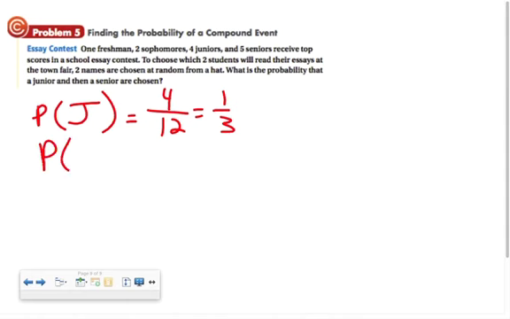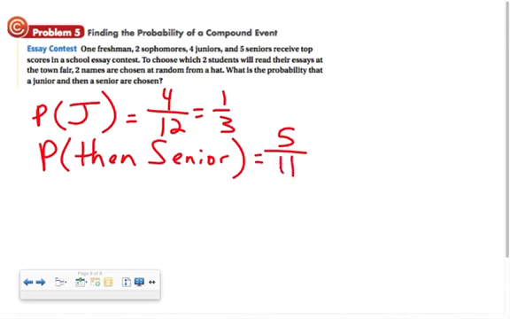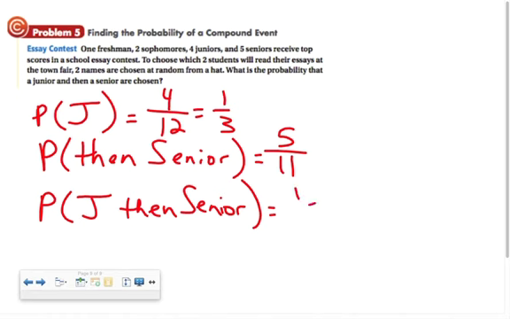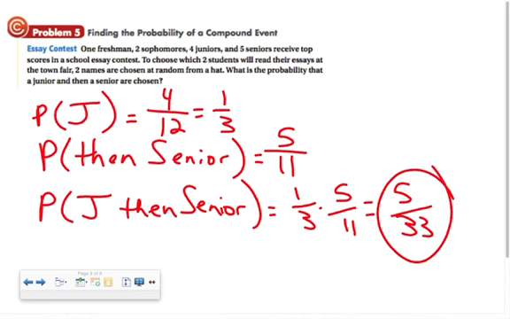And then to find the probability of then senior, well, I have 5 seniors, but now I only have 11 names left in a hat. So the probability of junior, then senior, is 1/3 times 5/11, which is 5 out of 33.